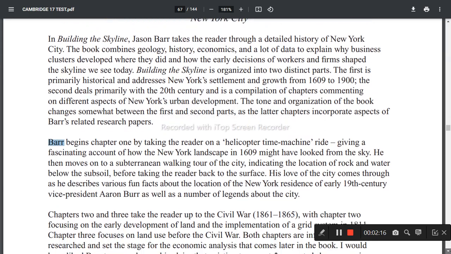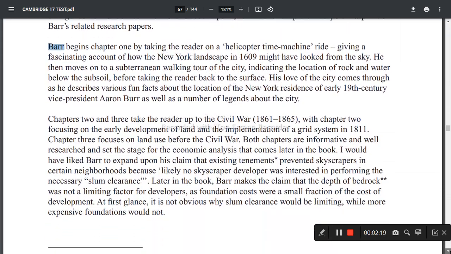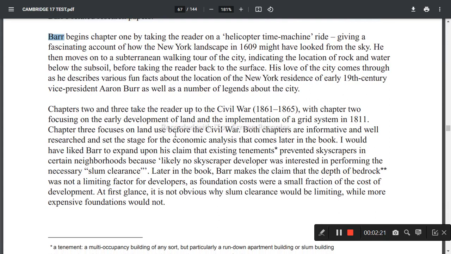Barr begins Chapter 1 by taking the reader on a helicopter time machine ride, giving a fascinating account of how the New York landscape in 1609 might have looked from the sky. He then moves on to a subterranean walking tour of the city, indicating the location of rock and water below the subsoil before taking the reader back to the surface.